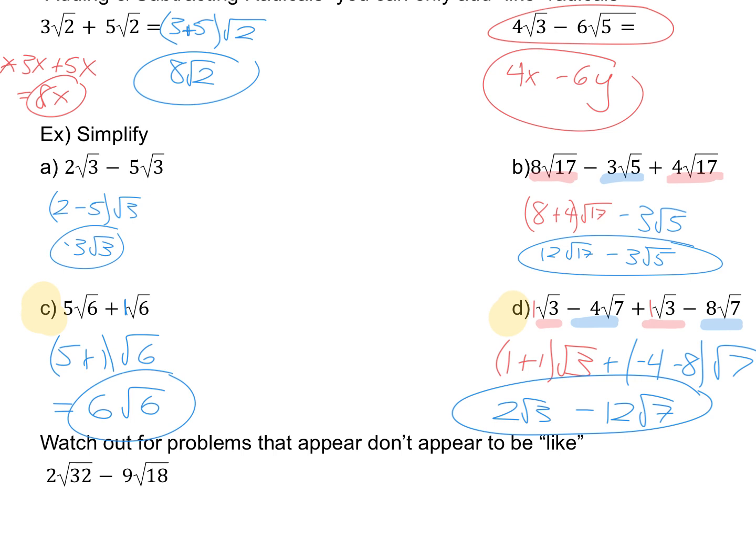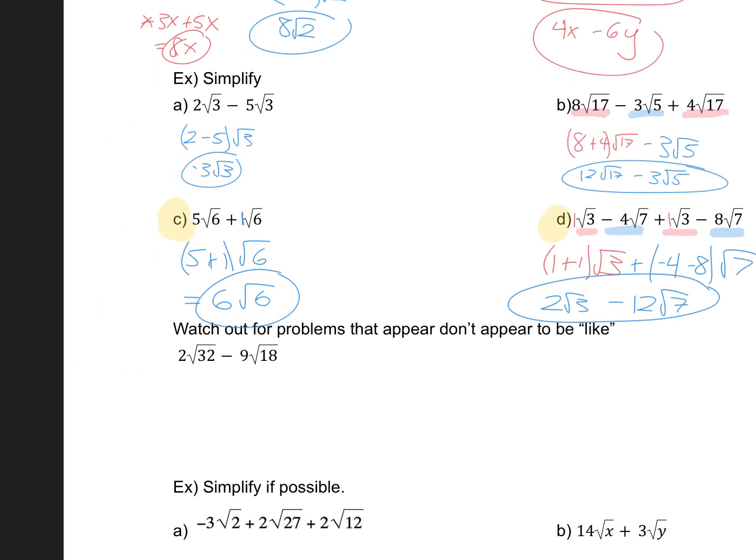All right, so for my final answer for problem C, I got 6 square roots of 6. So we had a 5 plus a 1 square root of 6. Remember, if there's no coefficient, we assume there's a 1 there. And so 5 plus 1 gave me 6. Over here, I found like terms, and I highlighted them with the square roots of 3. Again, both of them don't have a coefficient in front, so we assume 1. So 1 plus 1 gets us 2 square roots of 3. And then I had a negative 4 and a negative 8. So when I combined those, I got negative 12 square roots of 7.